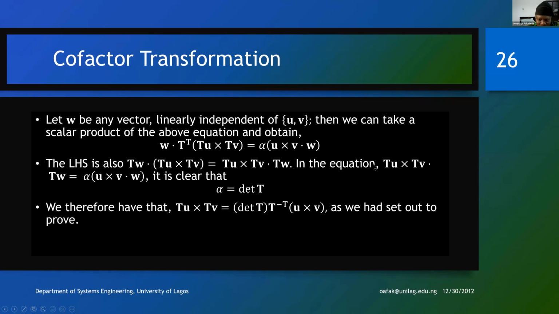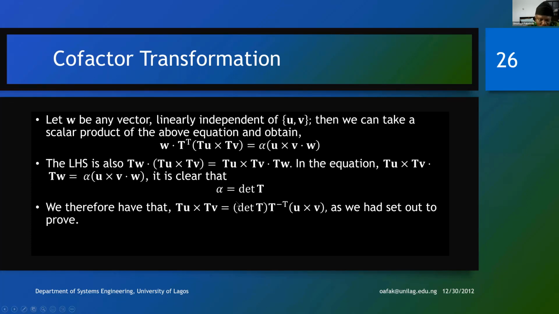Just look at this expression. If you look at this expression, you will see that alpha is the determinant of T by definition. If you do not remember, the determinant of T is TU cross TV dot TW divided by U cross V dot W. So this equation shows that alpha here is the determinant of T. Therefore, we can change alpha to the determinant of T.